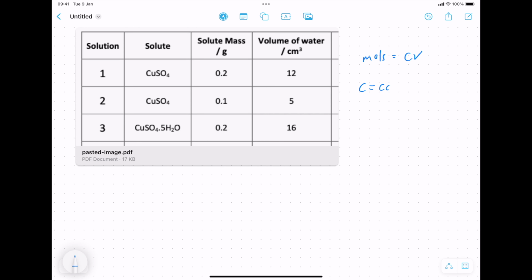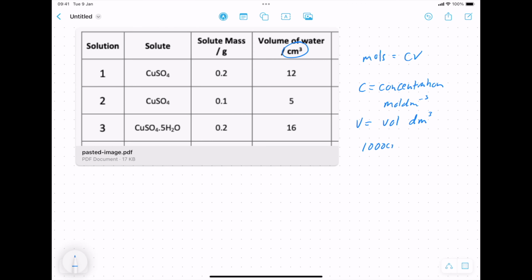So C is concentration, and the thing to remember is the standard units for concentration, always moles per decimeter cubed. And then the volume is V, and that also must be in decimeter cubed, so that is consistent with the concentration unit. That means if you were given a volume in centimeter cubed, which is very common in high school chemistry questions, like here for example, you must convert from centimeter cubed into decimeter cubed.